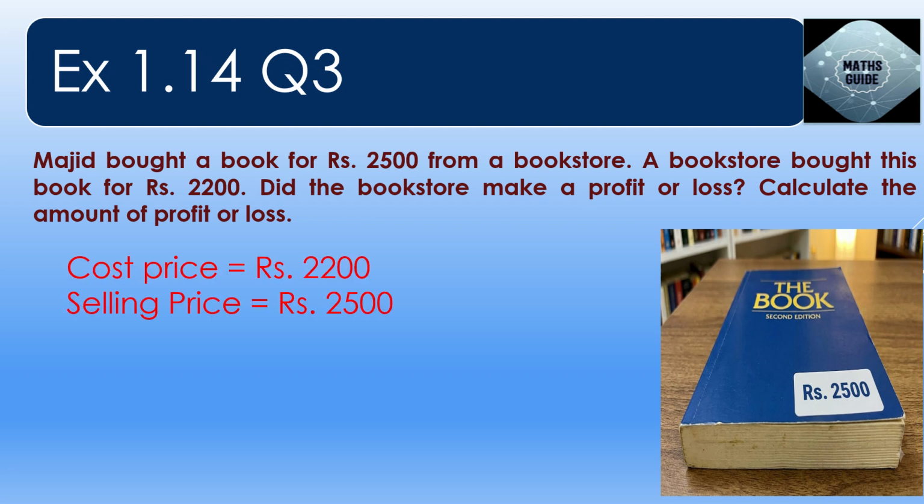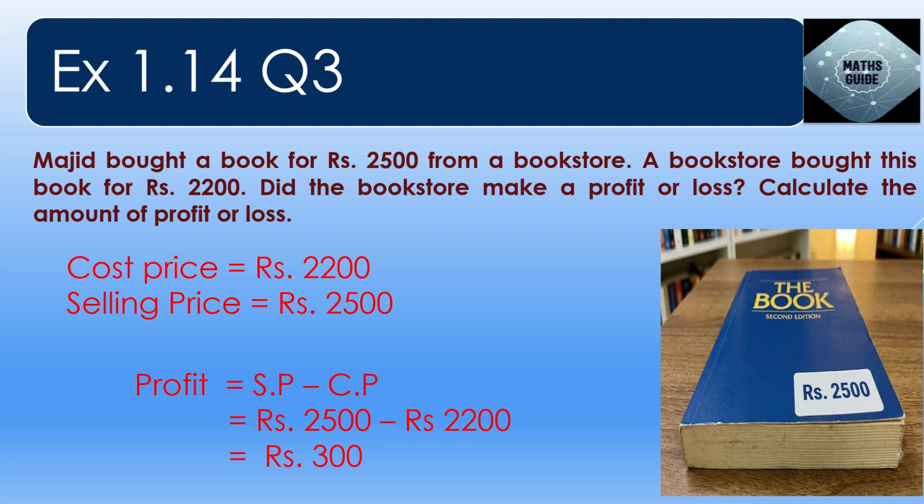Now let's calculate what amount of profit it is. The cost price is rupees 2200. Selling price is rupees 2500. So as the selling price is greater than cost price, here is a profit. We will subtract them and the difference is called profit, that is rupees 300.